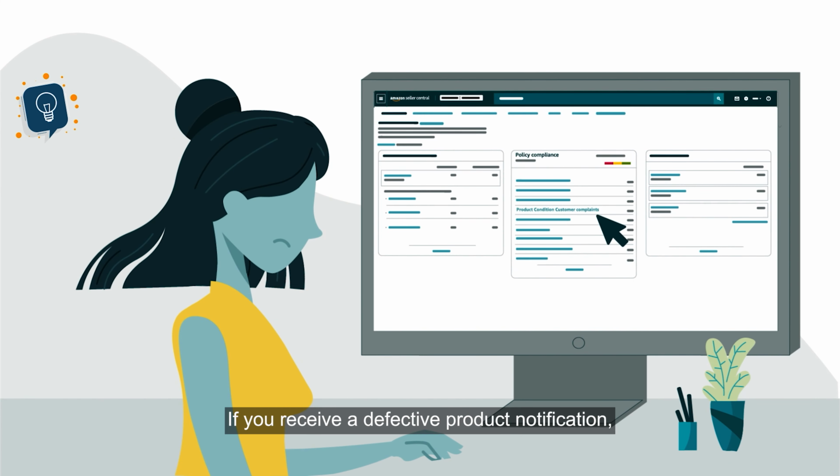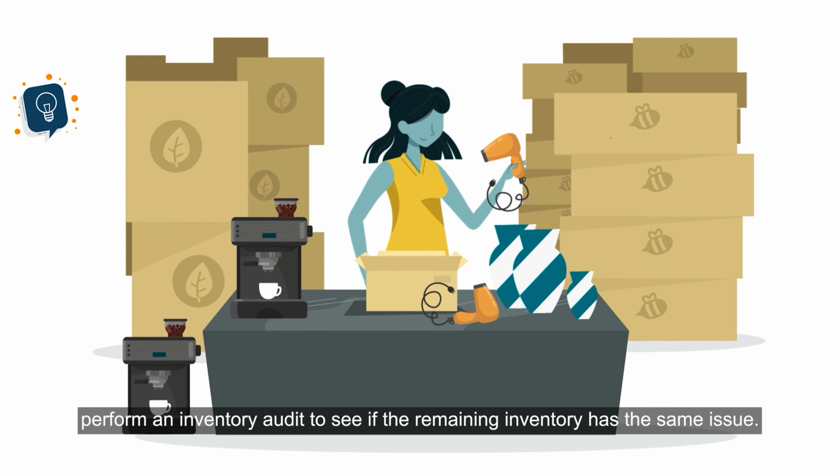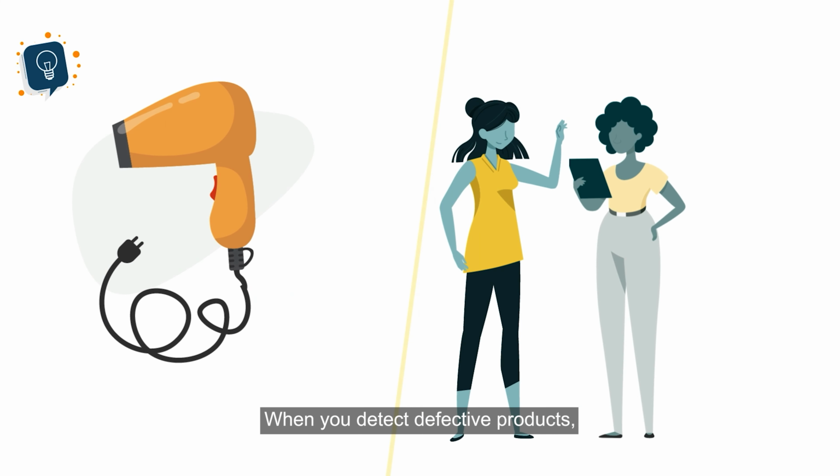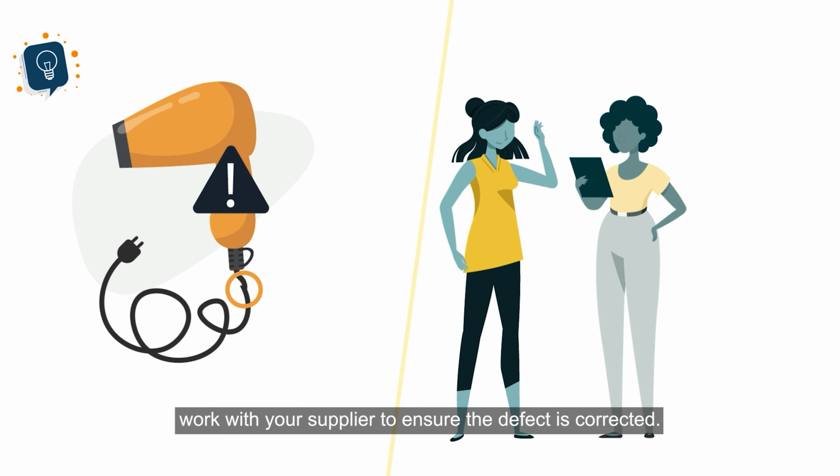Tip number 5. If you receive a defective product notification, perform an inventory audit to see if the remaining inventory has the same issue. When you detect defective products, work with your supplier to ensure the defect is corrected.